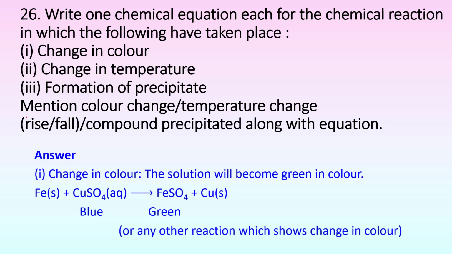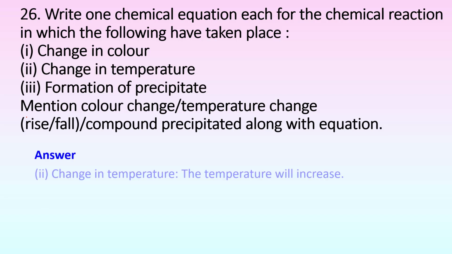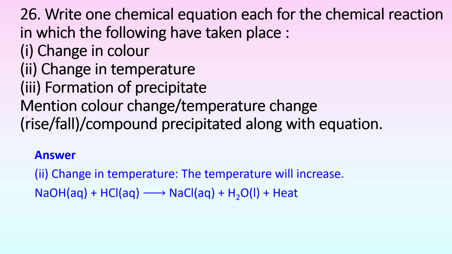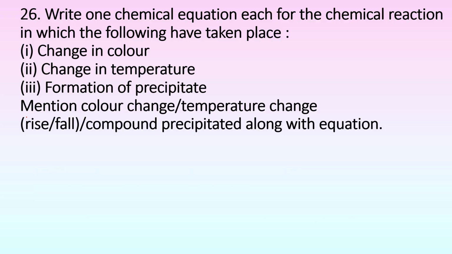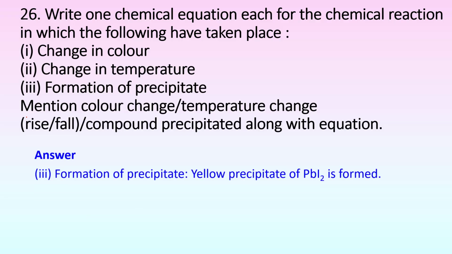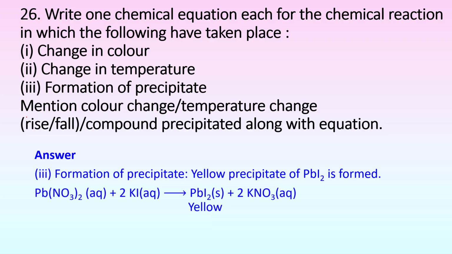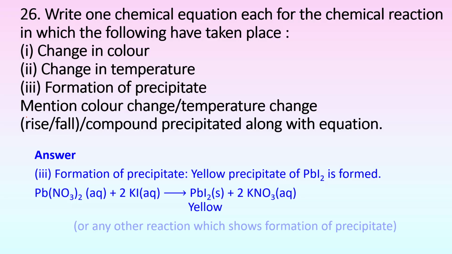Next, change in temperature. For change in temperature, the temperature will increase, that is NaOH plus HCl giving rise to NaCl plus H2O plus heat, or you can give any other reaction which shows change in temperature. Next, formation of precipitate. For formation of precipitate, a yellow precipitate, that is PbI2, is formed, and here Pb(NO3)2 plus KI giving rise to PbI2 plus KNO3. Here PbI2 is a yellow precipitate, or you can give any other reaction which shows precipitation.